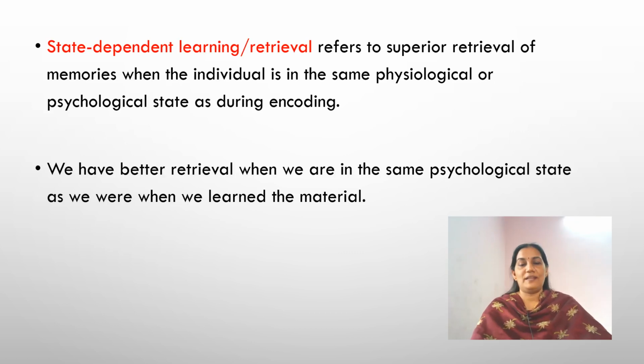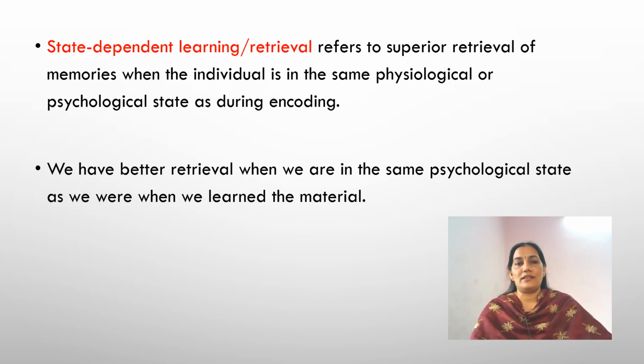Next is state dependent retrieval or state dependent memory. We have better retrieval or recall when we are in the same psychological state as we were when we learned the material. It refers to the superior retrieval of information when the individual is in the same physiological or psychological state as during encoding or learning. A match in the situation between learning and remembering improves our memory.